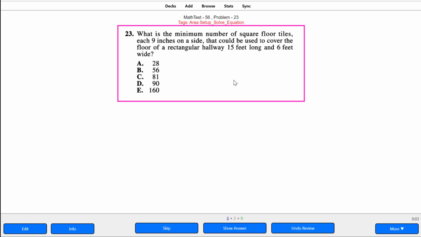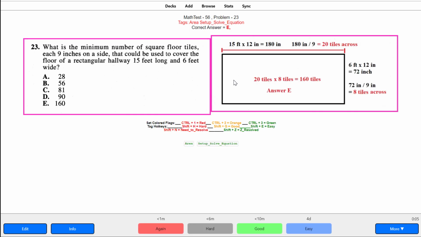Problem 23, we're looking at laying floor tiles that are 9 inches by 9 inches to cover a rectangular hallway 15 foot by 6 foot wide. First, we draw our picture, calculate 15 foot is actually 180 inches, 6 foot is actually 72 inches, and then divide out how many tiles do we need to cover that area.